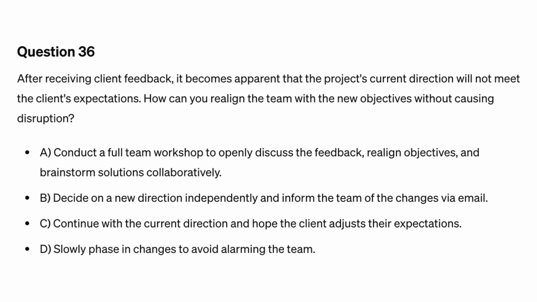Question 36. After receiving client feedback, it becomes apparent that the project's current direction will not meet the client's expectations. How can you realign the team with the new objectives without causing disruption? A. Conduct a full team workshop to openly discuss the feedback, realign objectives, and brainstorm solutions collaboratively. B. Decide on a new direction independently and inform the team of the changes via email. C. Continue with the current direction and hope the client adjusts their expectations. D. Slowly phase in changes to avoid alarming the team.